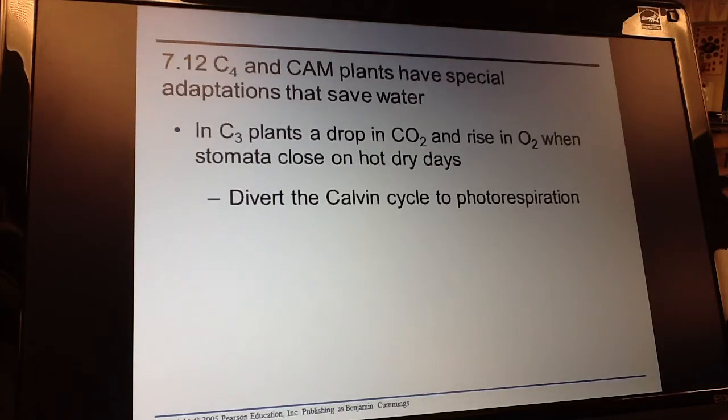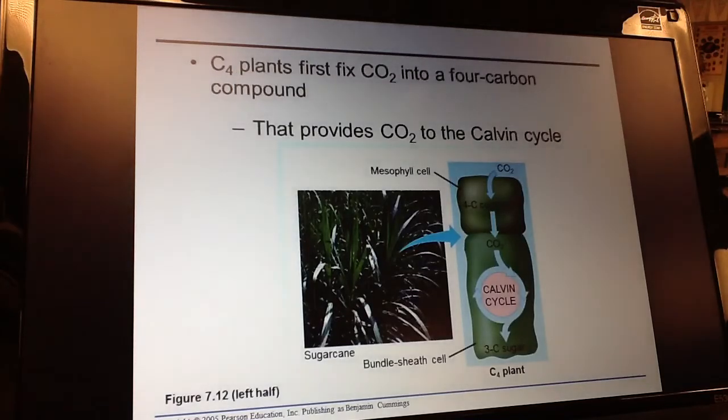However, this process of doing the Calvin cycle has been specialized by plants over time. In a C3 plant, if there's a drop in the concentration of CO2 and a rise in oxygen, they can divert the Calvin cycle to photorespiration. One of the ways we've discovered to get around photorespiration is what C4 plants do, like sugarcane, which is grown in very warm tropical areas.